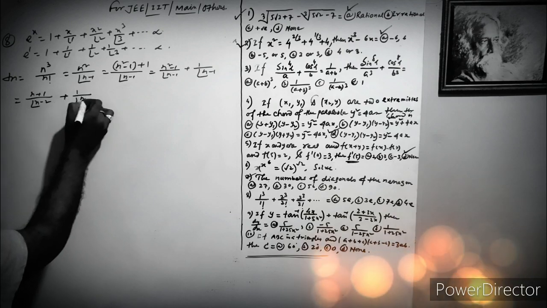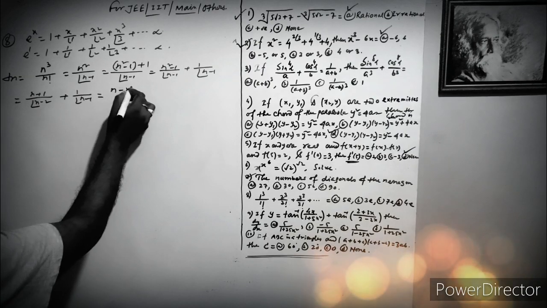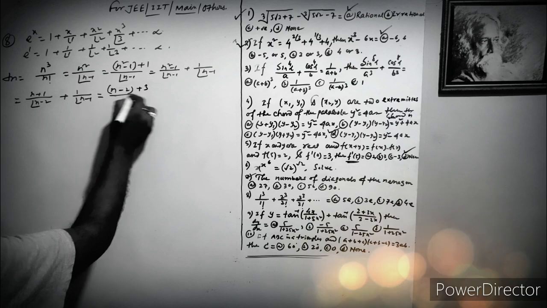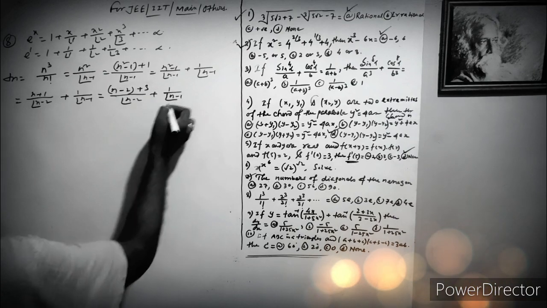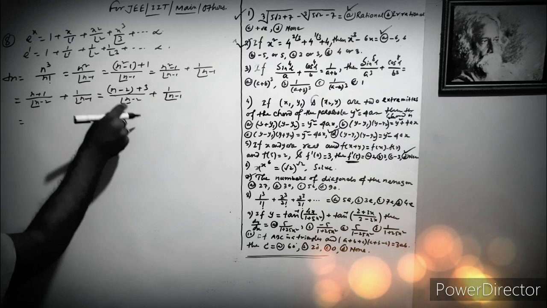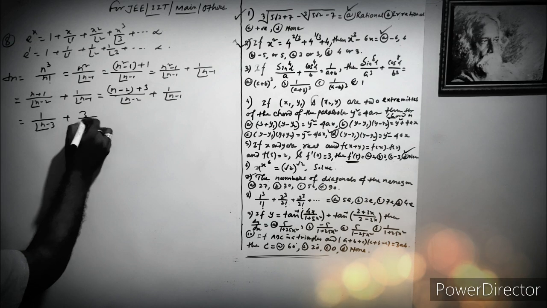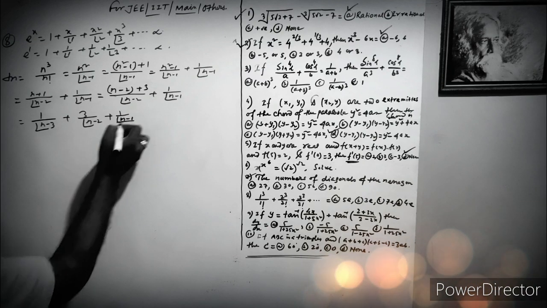So n plus 1 by n minus 2. Again here is n minus 2, so I want to get n minus 2 and plus 1. That is why I bring plus 3. So see this by this, here we get n minus 3. So this is 3 by factorial n minus 2 and 1 by factorial n minus 1.